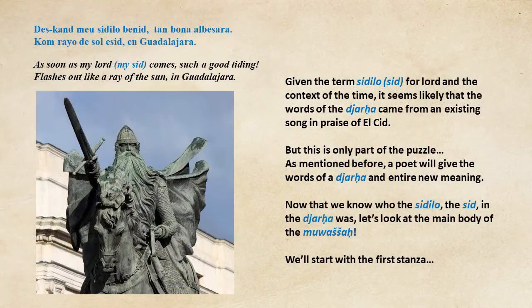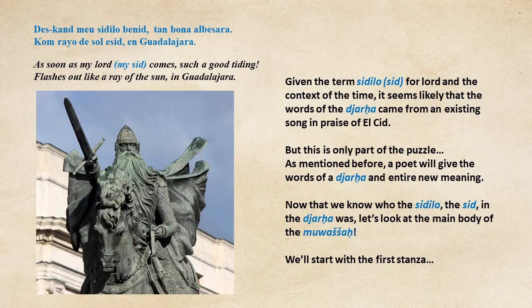So here we go back to our Jarha. Descan me civilo benit tan bona albesara, com raya de sol acid en Guadalajara. Okay, so given the term Cid or Cidillo in the Jarha for Lord, and given the context of the time, it seems likely that the words of the Jarha were an existing song in praise of El Cid. So people were singing, oh, when El Cid comes, it'll be good. He's like the ray of the sun from Guadalajara. So now we know the Cidillo in the Jarha, most likely.